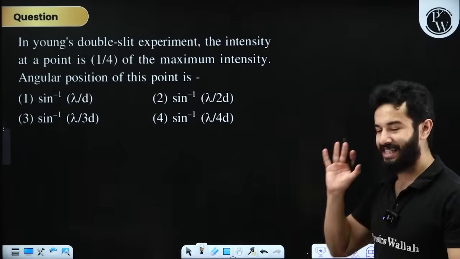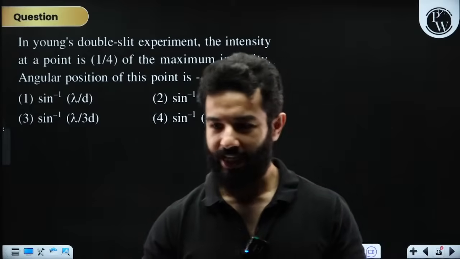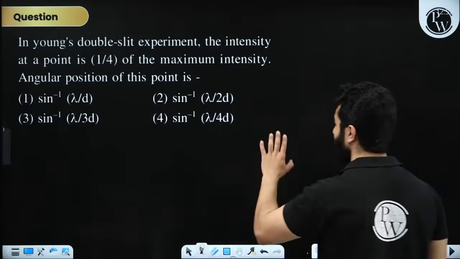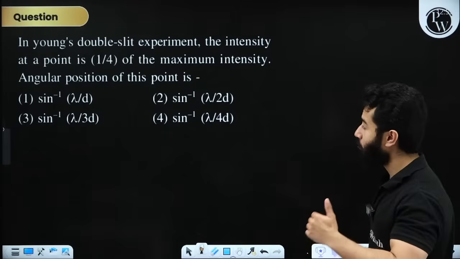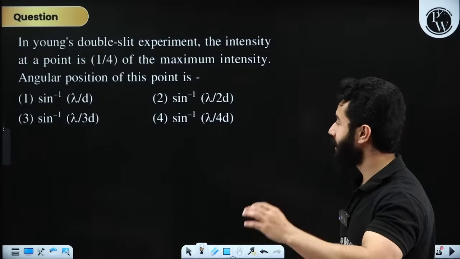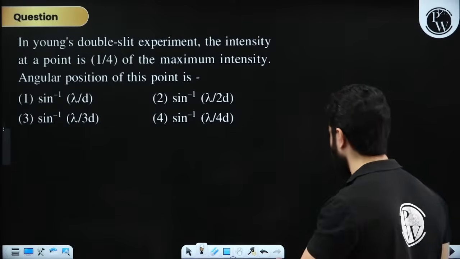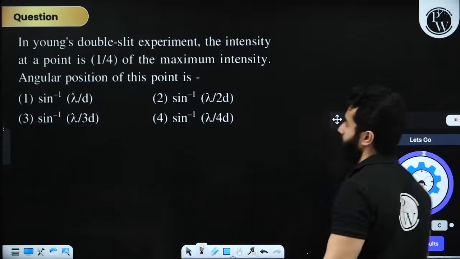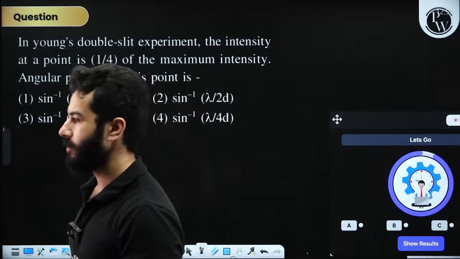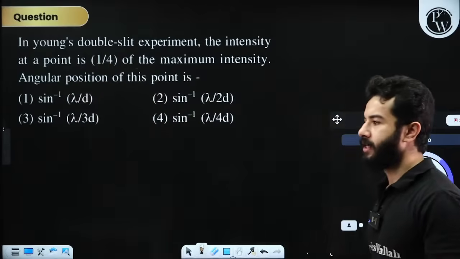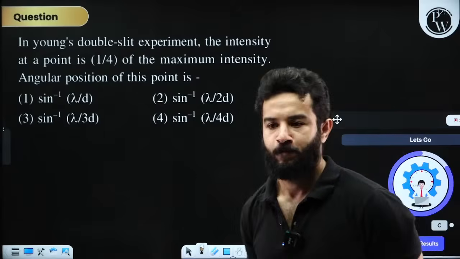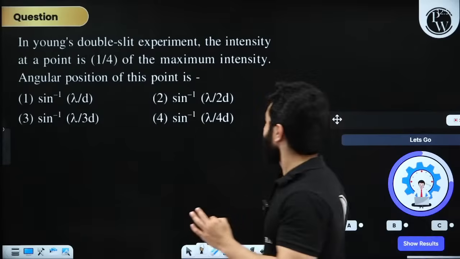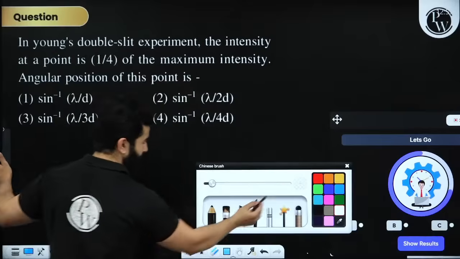Next question is from YDSE. Almost from every part of the syllabus I've got questions for you. In YDSE, the intensity at a point is 1/4 of the maximum intensity. The angular position of this point is equal to? Let's start, my dear friends, 60 seconds. Be quick.